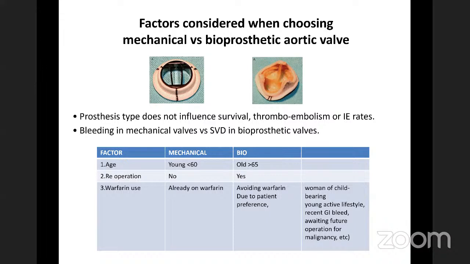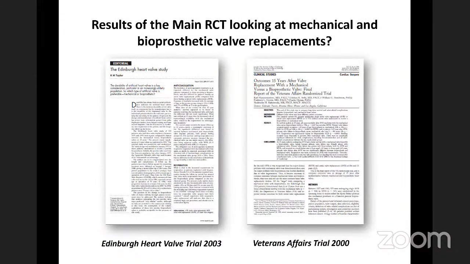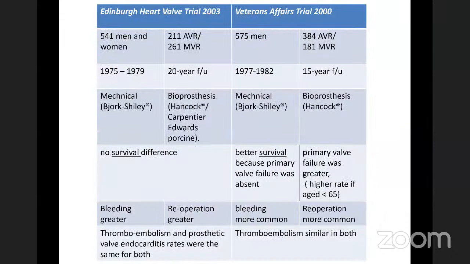All right, the two historic randomized clinical trials compared outcomes after valve replacement with tissue versus mechanical. They used the first generation porcine heterograft, which is a tissue valve, versus the York-Shiley tilting disc, which is a mechanical valve. These are the Edinburgh heart valve trial and the Veterans Affairs VA cooperative study on valvular heart disease. The Edinburgh trial was conducted between 1975 and 1979, almost 5 years, with an average follow-up of 20 years. The VA trial was conducted at almost the same time, between 77 and 82, with an average follow-up of 15 years.